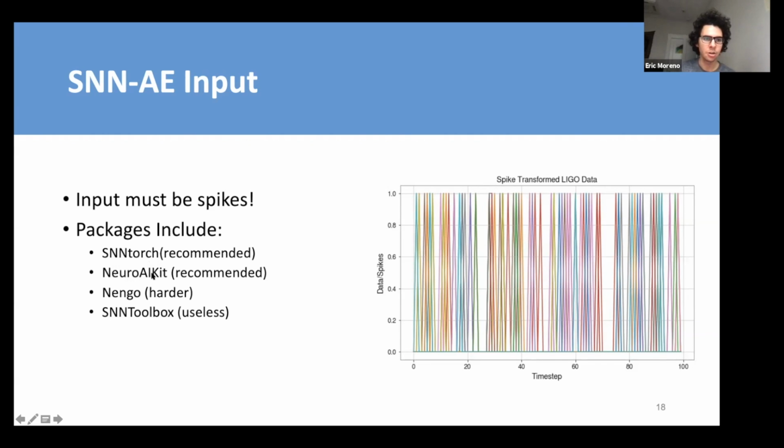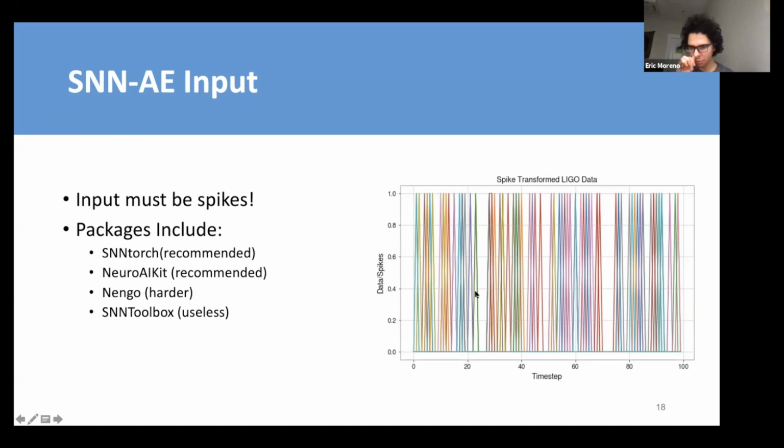SNN Torch and Neuro AI Kit are some recommended packages by me. And then if you want to get more in depth, you can go with Nengo, which is kind of like comparing TensorFlow to Keras. And then SNN Toolbox is able to convert artificial neural networks to spiking neural networks. But in my case, that's kind of useless. I want to train spiking neural networks natively instead of converting ANNs to SNNs.